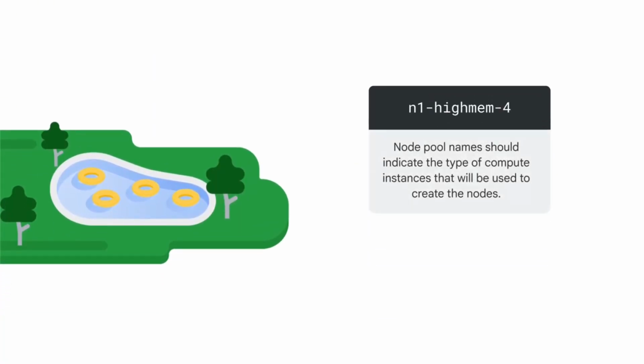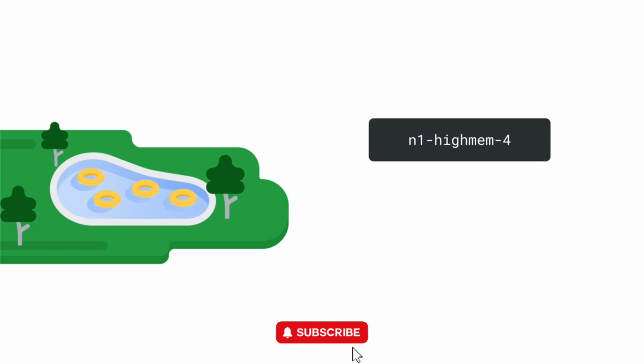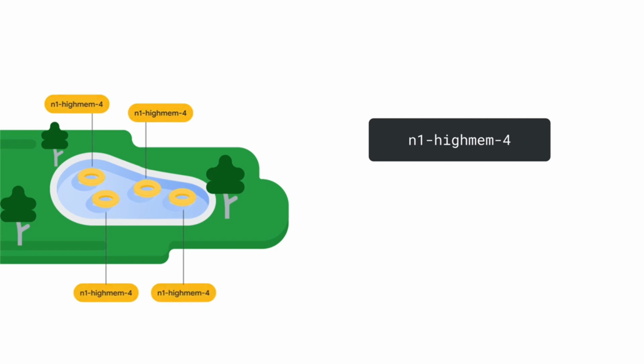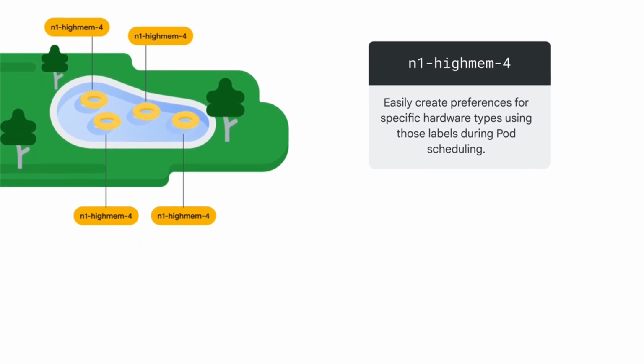It's recommended that node pool names indicate the type of compute instances that will be used to create the nodes. All nodes within a node pool share identical configurations, so a descriptive name accurately reflects their hardware specifications. Also, GKE automatically assigns labels to nodes based on their node pool names. This empowers you to easily create preferences for specific hardware types using those labels during pod scheduling.